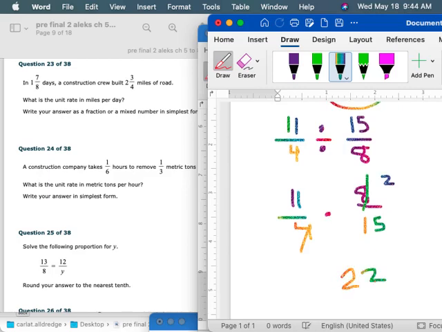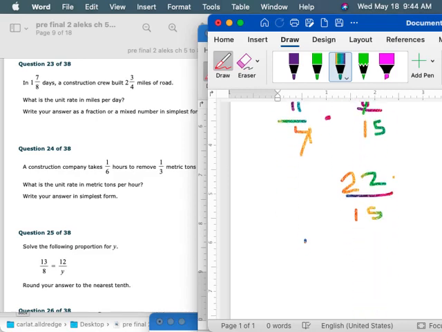No, that's improper. Okay, so now we're going to turn that into a mixed number, which is what? 1 7/8. Okay, so 1 7/8 miles per day. So that's miles per day.